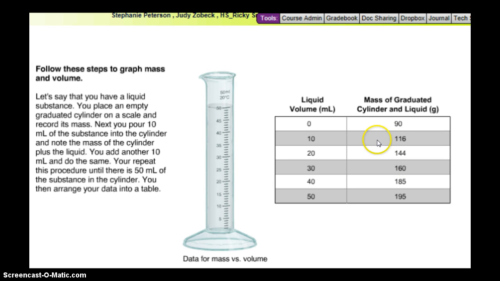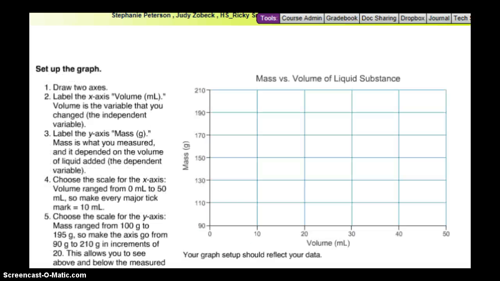So would we say that the mass depends on how much volume we put in, or the volume depends on the mass? Well, which one did I do? I added the volume. So since I added the volume, that's your independent, and the mass depends on how much liquid I added. So thinking it through in those sentences can be helpful. All right, so we labeled our x-axis volume in milliliters.